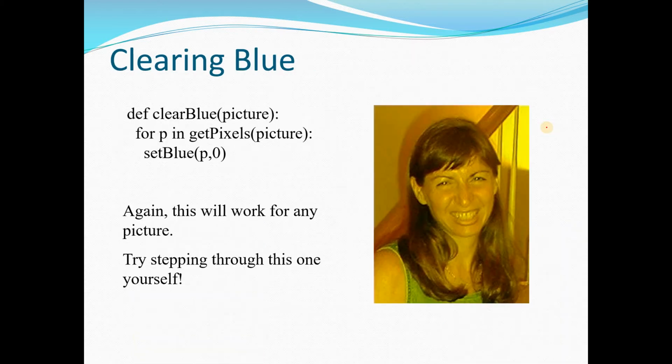Another function we saw last time was set blue. For setting the blue color to 0, you don't need to read the blue color, so there is only one instruction in the for loop. So we did this last time.